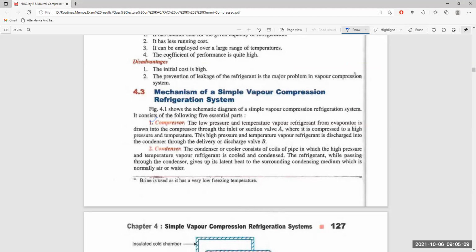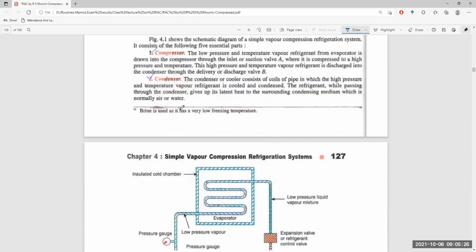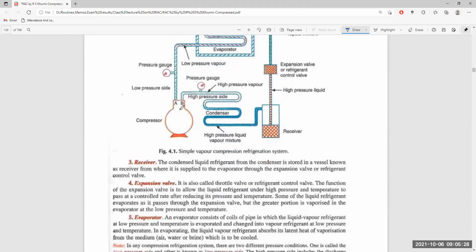We have the condenser, which is used to cool the vaporized refrigerant and bring it back to the liquid refrigerant, which remains at high pressure. Next, we have a receiver here like this, which is collecting the liquid refrigerant from here, and from the bottom of the receiver, that refrigerant is pumped to the expansion valve or refrigerant control valve itself.